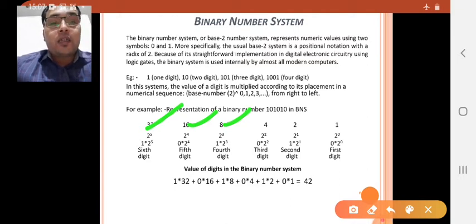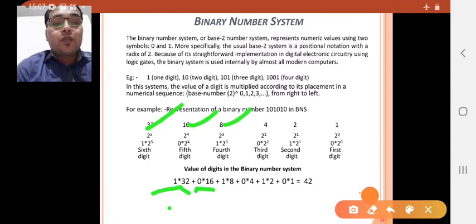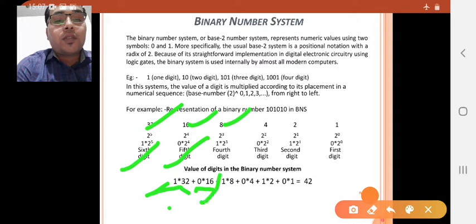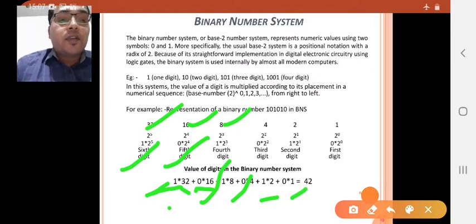And where there is 1, we have to multiply it with 1, and where it is 0 we have to multiply it with 0, according to their position. So in this one also we did the same. 1 into 2 to the power 5, that is 1 into 32. 0 into 2 to the power 4, that means 0 into 16. 1 into 8, 0 into 4, 1 into 2, then 0 into 1, and the answer will be 42.